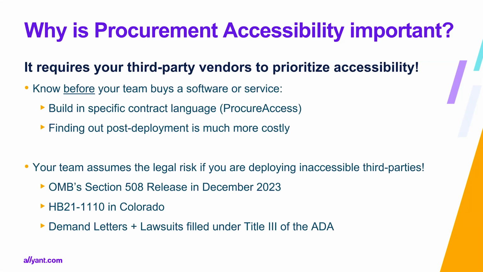So I think just building out even streamlined procurement processes that move this up into that buying process and allow your team to know before you buy what the legal risk is, or at minimum document that legal risk and have that conversation with that vendor. So as I alluded to, you can build in specific contract language, and the Procure Access Toolkit has some really great examples and resources on that front.